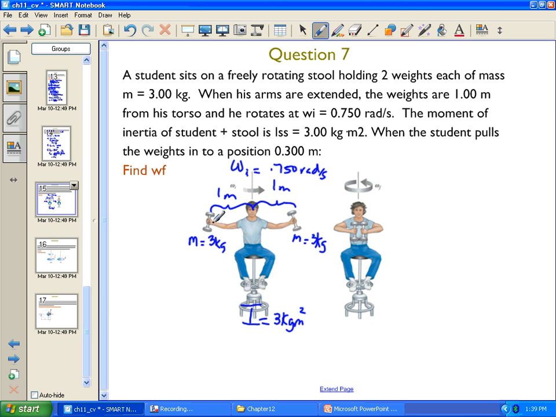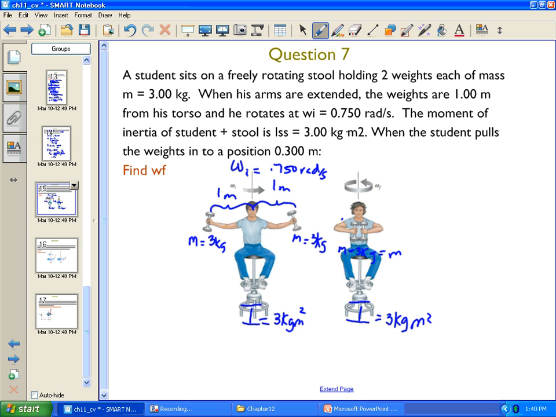Because look, the student pulls the weights to a position of 0.3 meters from the axis of rotation. So now, although it appears it's right at the axis of rotation, in fact, the moment of inertia of the stool and the torso is still 3 kilograms meters squared. The masses of the weights are still 3 kilograms each, so that has not changed. So that's true for both masses.